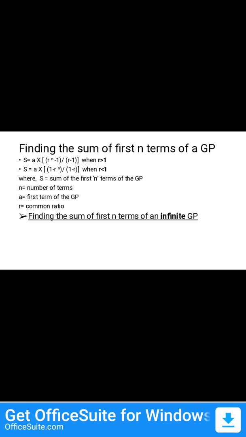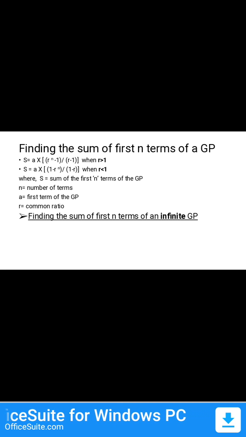But then there can be an infinite GP. There can be a GP which extends up to infinity. The last term you cannot calculate because it is infinity. So in the case when you have an infinite GP, which means a GP in which the last term is infinity, or a series which extends up to infinity, you will have to use a slightly different formula. So let us understand what that particular formula is.